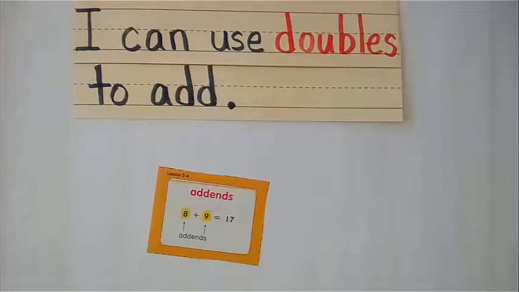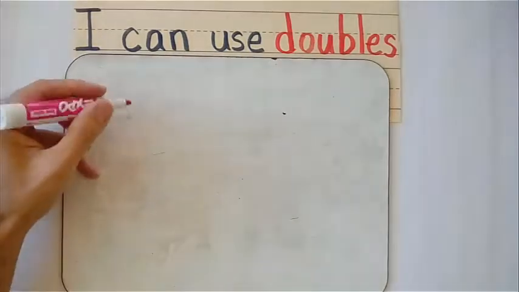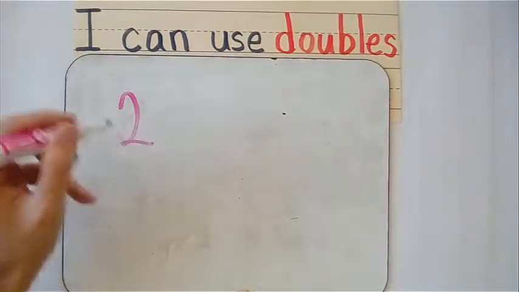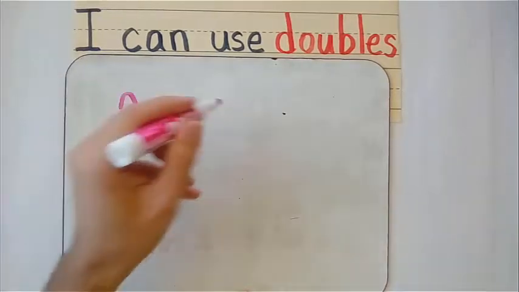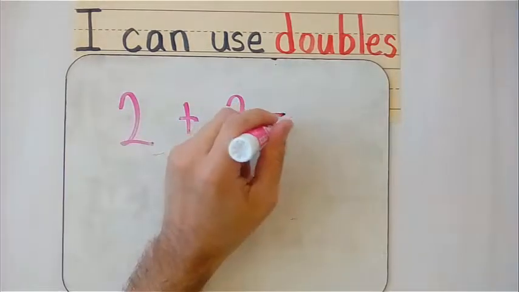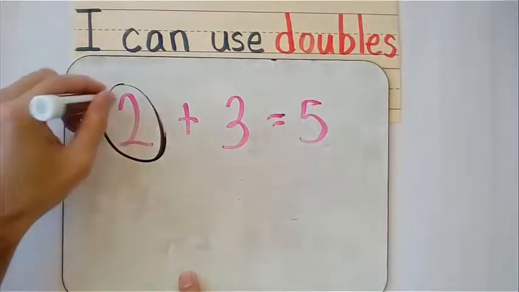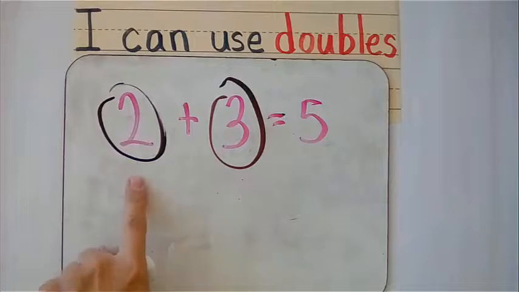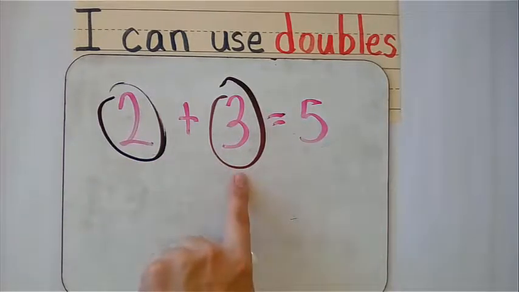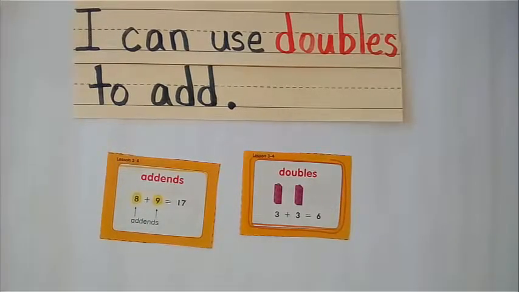So for example, if I have the number 2 plus 3, then that equals 5. My two add-ins are the numbers 2 and 3, because these are the two numbers that are being added. Okay, so a double is when you have two add-ins that are the same.